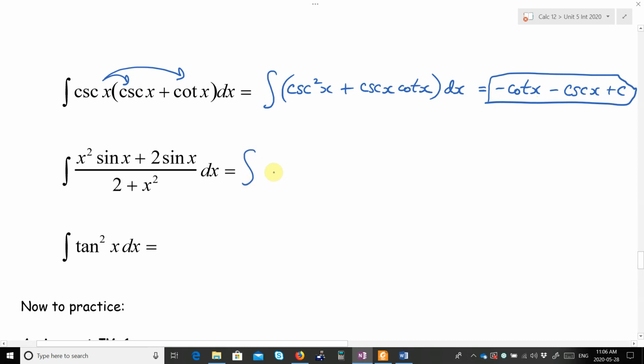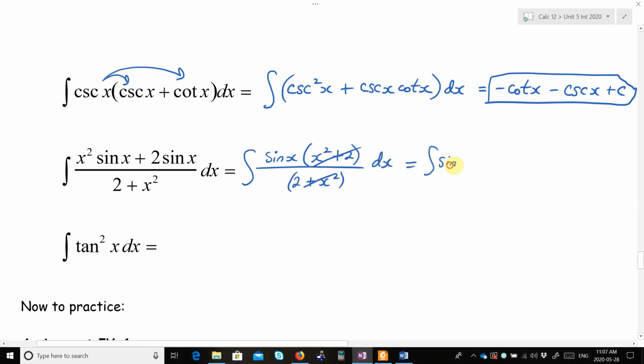This integral, let's factor out the top. They have sine x in common. So if I factor out the sine x like that, it leaves me with x squared plus 2 on the top. We also have x squared plus 2 on the bottom, just in the opposite order, so those cancel to 1. So this breaks down to the integral of sine x dx, and that integral is negative cos x plus c.